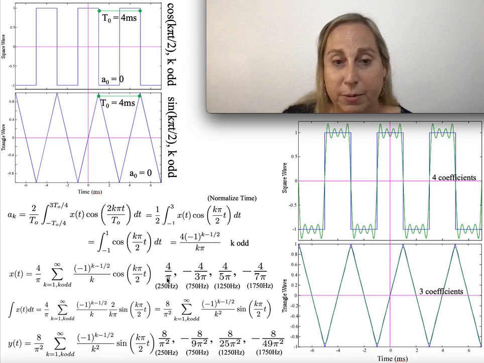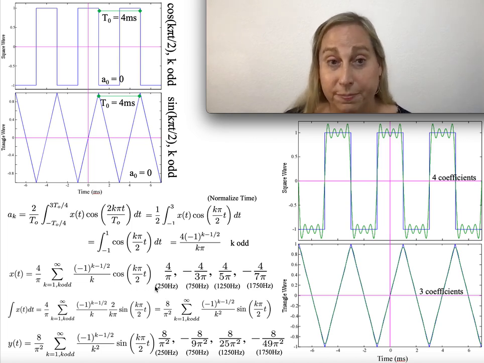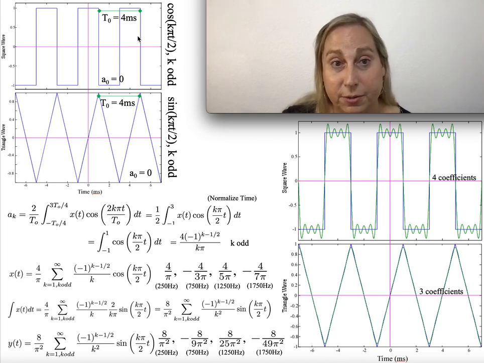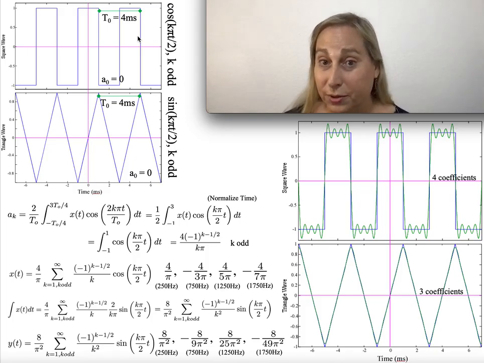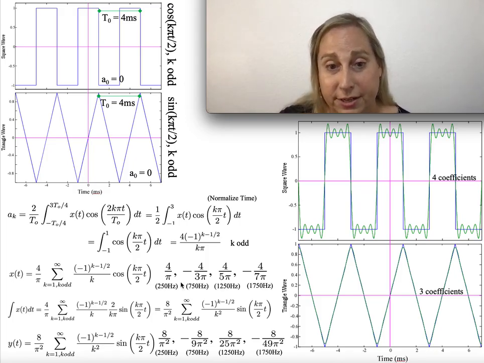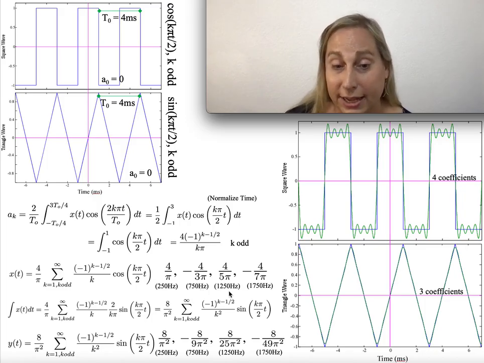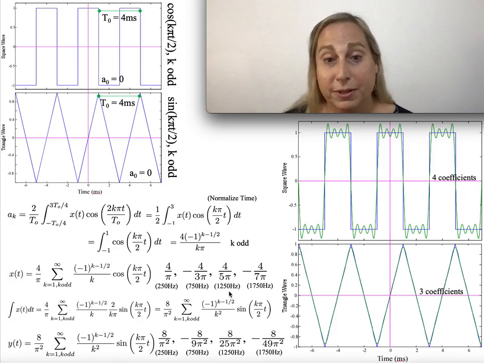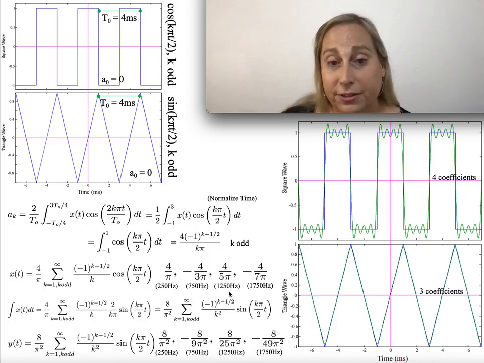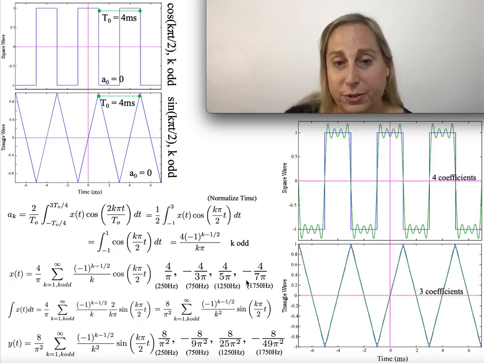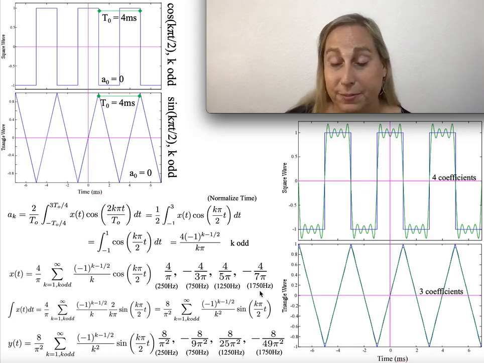So the primary harmonic is 250 hertz, because your T0 is 4 milliseconds, so the frequency has to be 1 over that. Then it's 3 times that at 750, 5 times that at 1250, and then at 7 times, which is 1750 hertz. So that's what your coefficients look like.